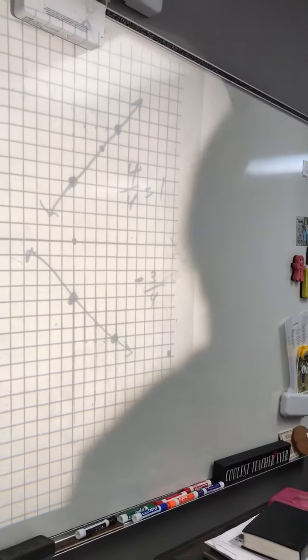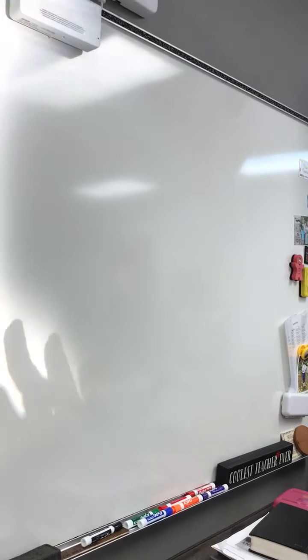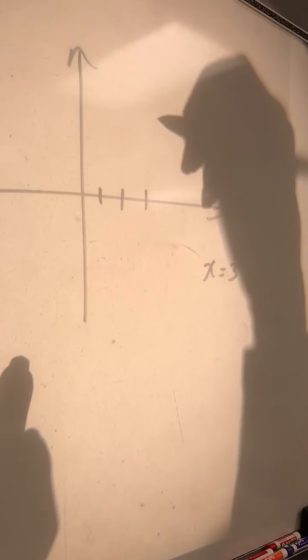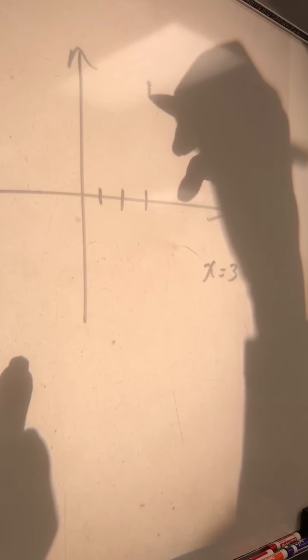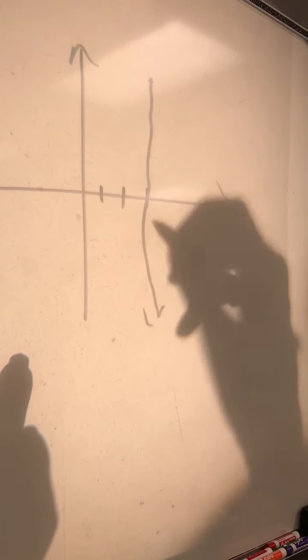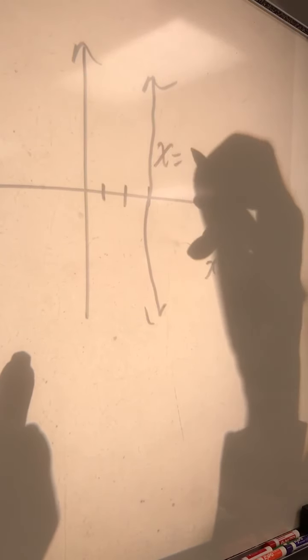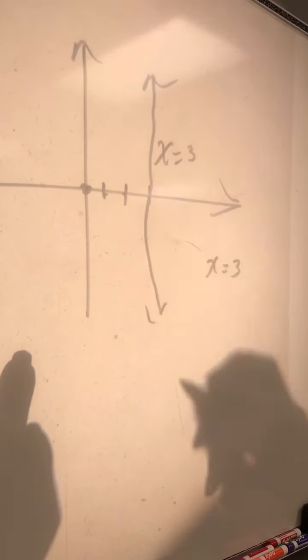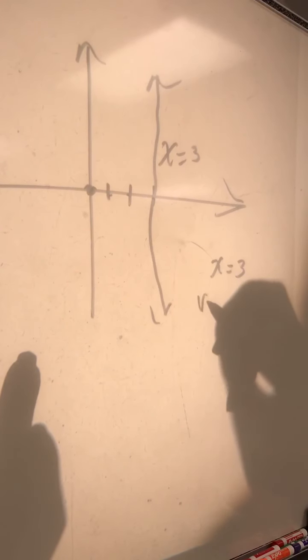And let me show you something else. And again, I'm just going to draw a graph here. Suppose I have the line x equals 3. X equals 3 is a vertical line. You just go over to 3 and you draw a line. Here's your origin here. 1, 2, 3. X equals 3. It's a vertical line.